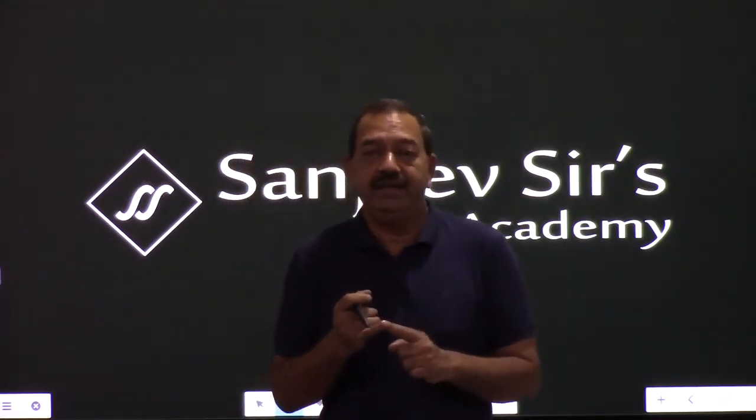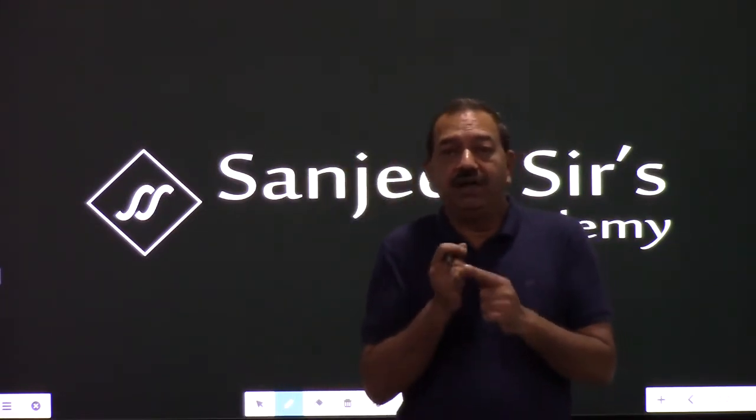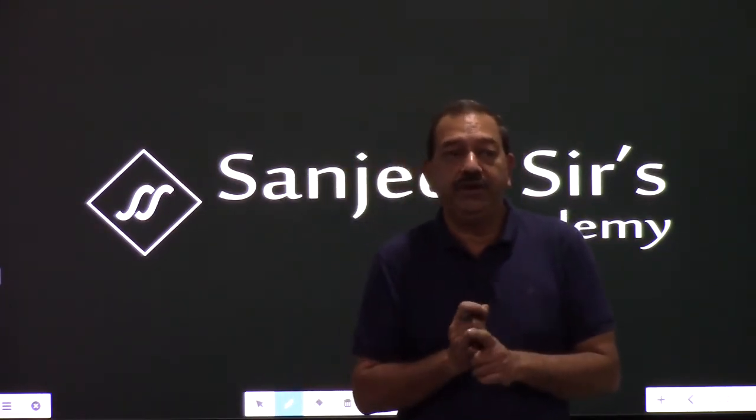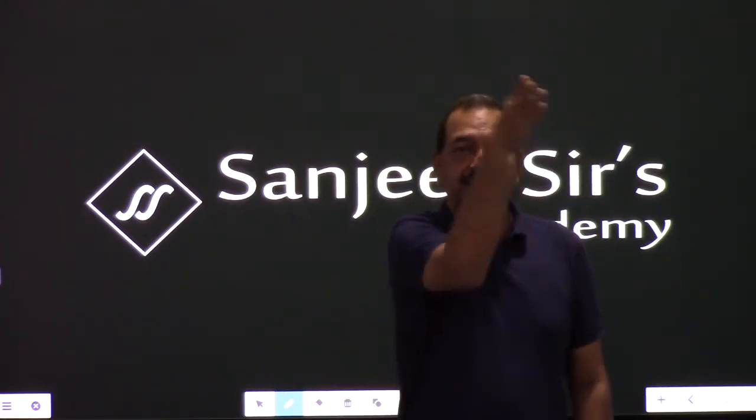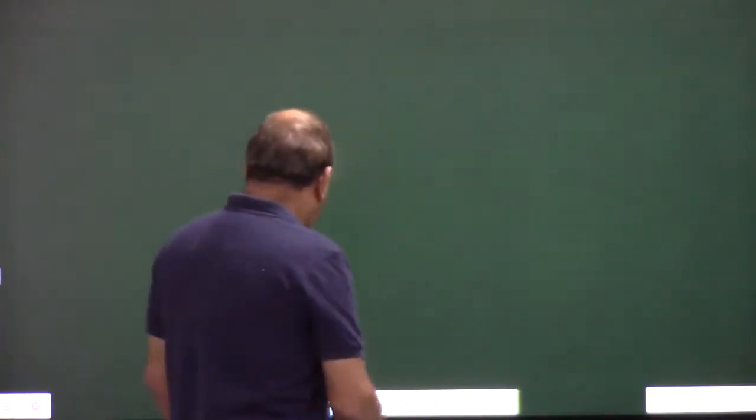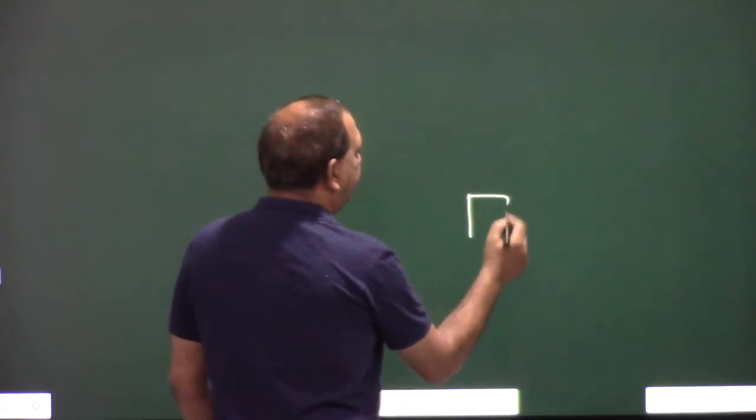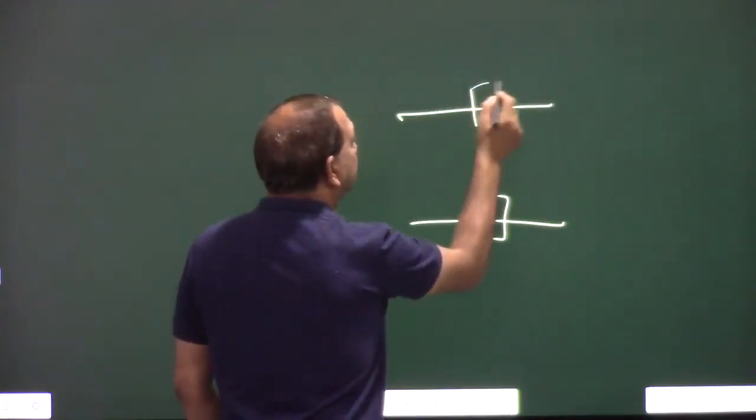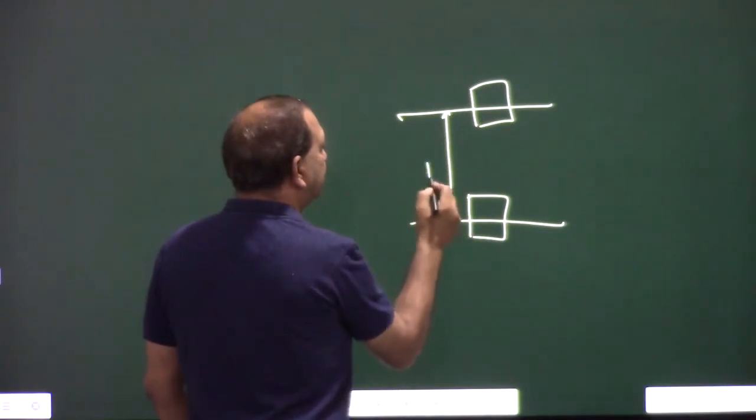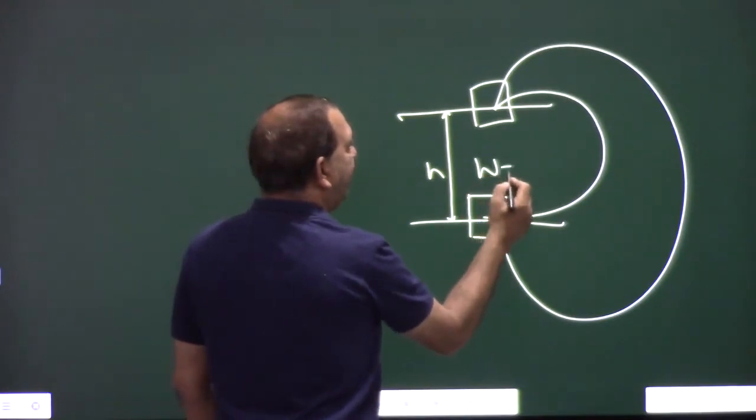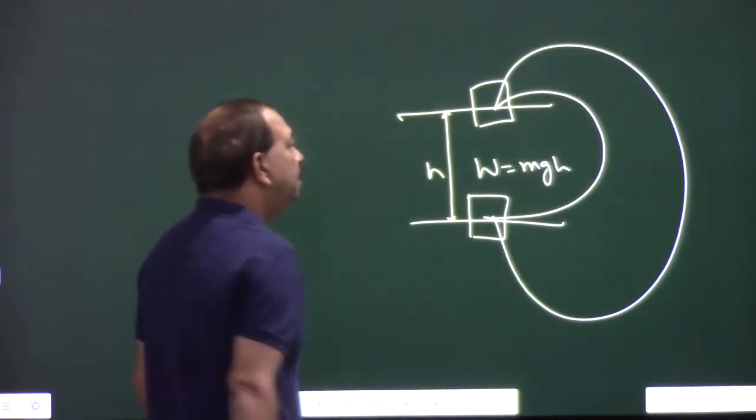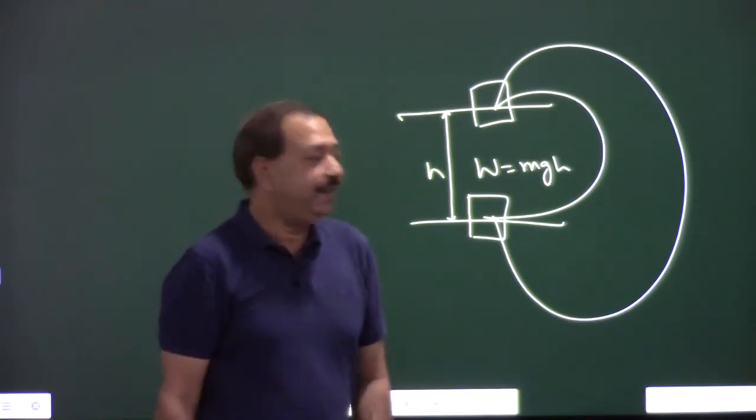We have studied in the work part that work done in gravity does not depend on path. Whatever path you choose, if you go like this or you go like this, the work done is always equal to mgh, whatsoever the path you choose. If you take the body to a height h, you go straight, you go this way, you go this way, then work done is always mgh, right? So this concept is related to this.